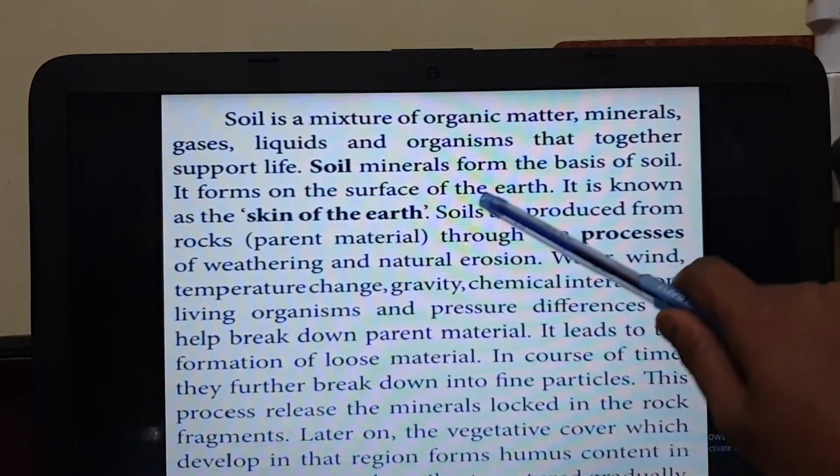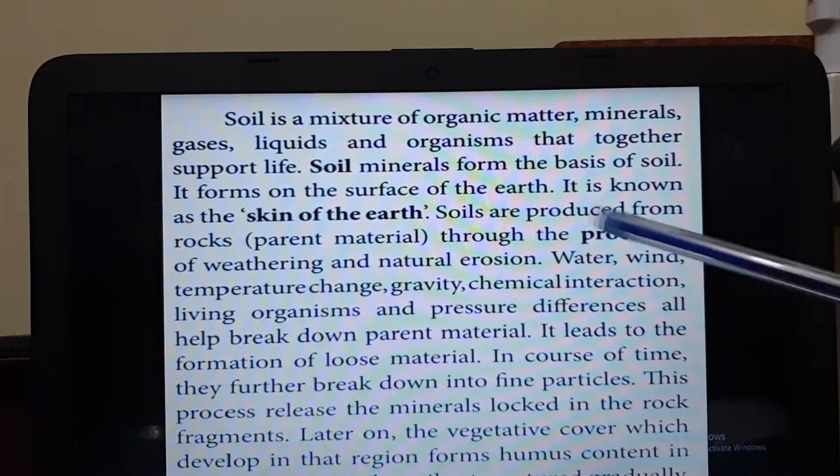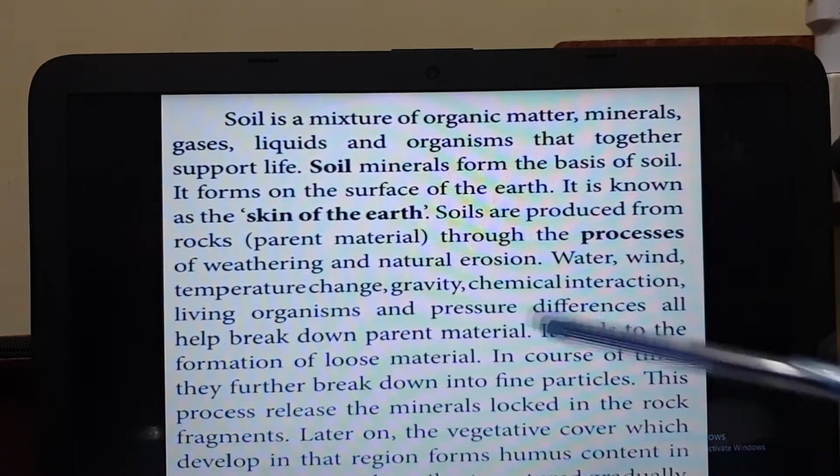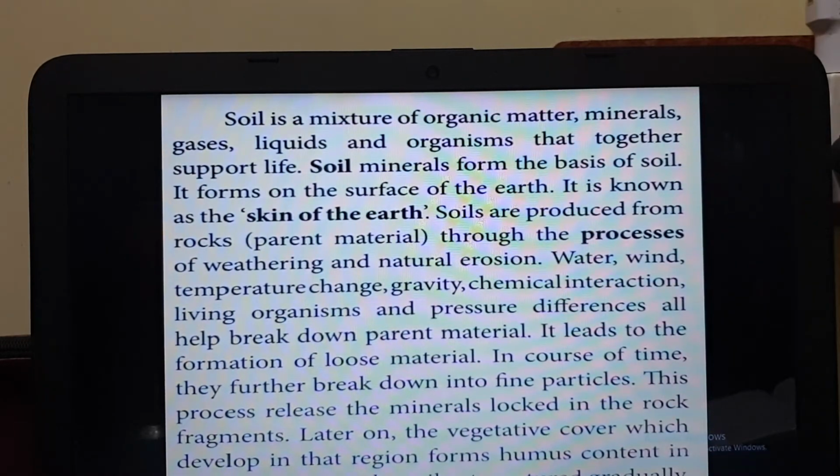It forms on the surface of the earth. We all know, isn't it? The soil is formed on the surface of the earth. It is known as the skin of the earth. What is the skin of the earth? We all have skin, isn't it? Like that, the earth also has skin. The soil is called the skin of the earth.